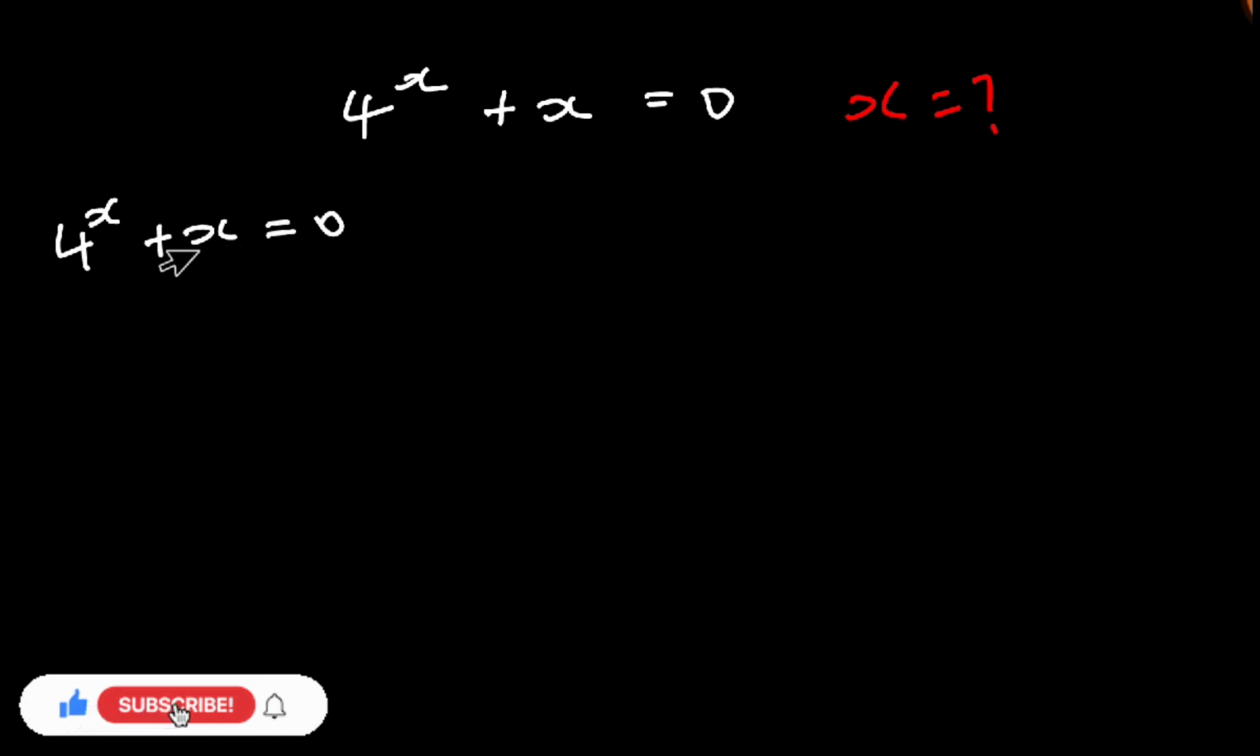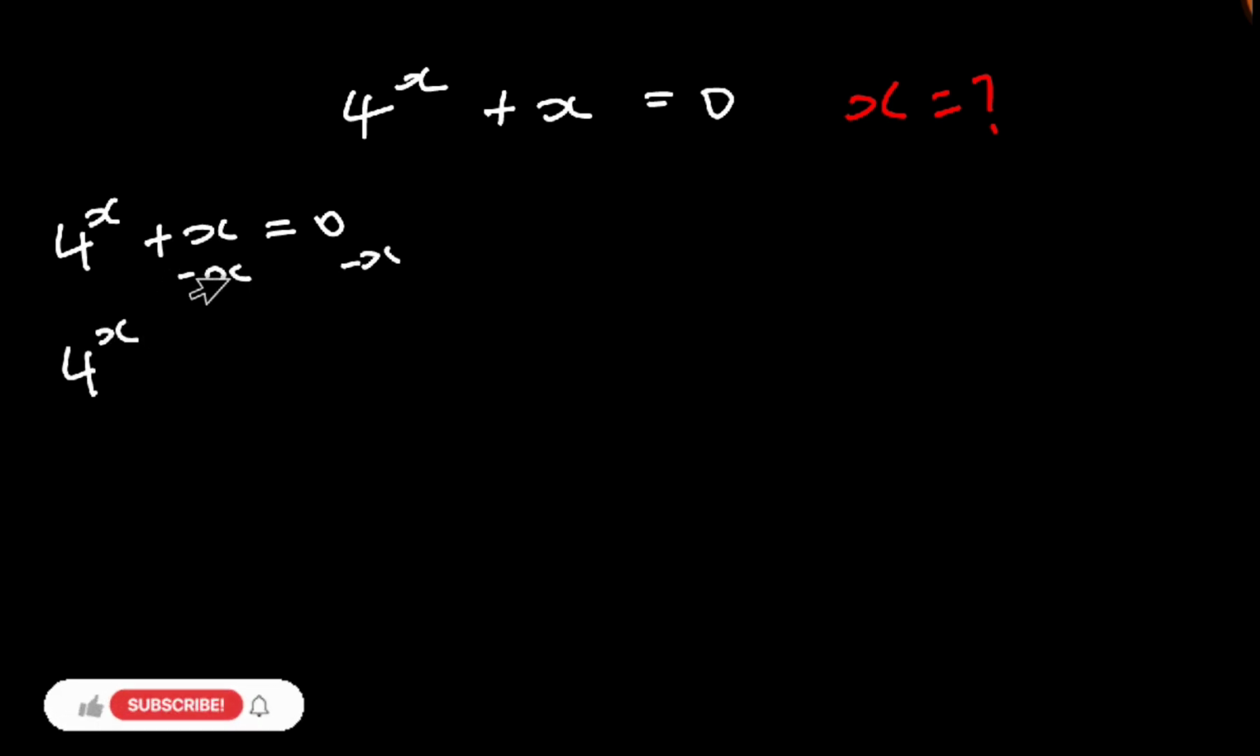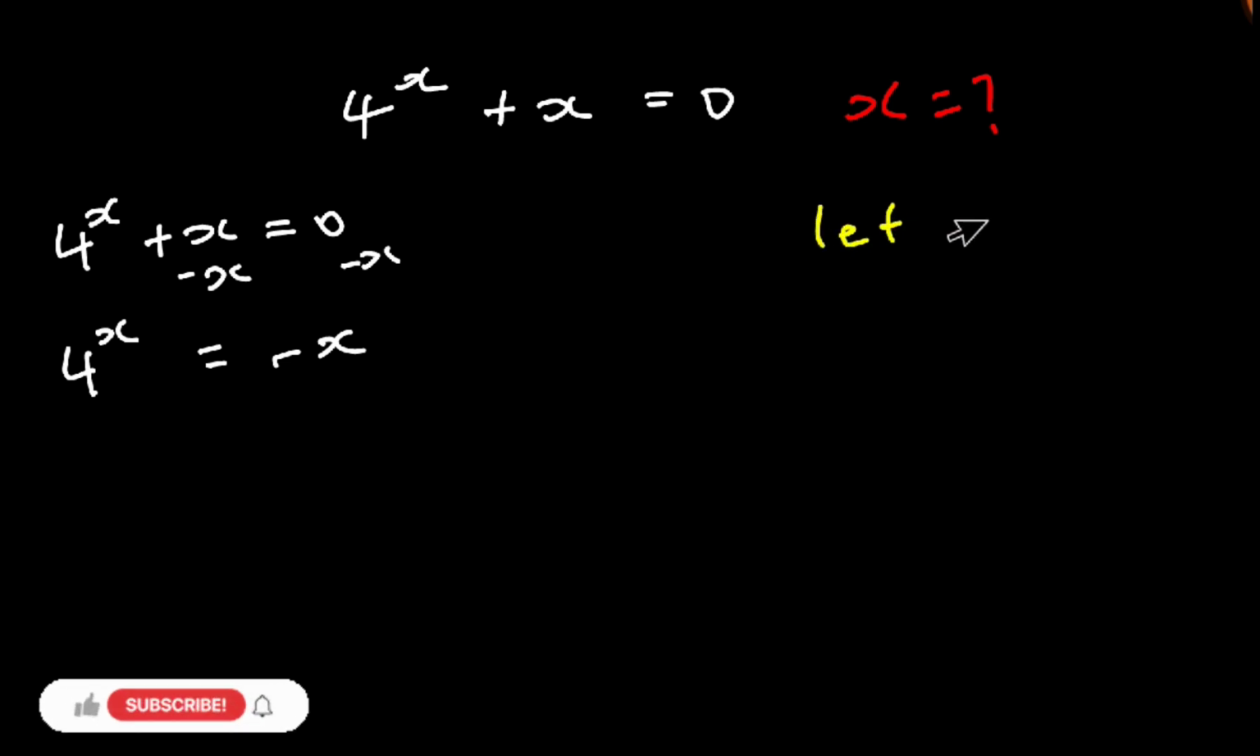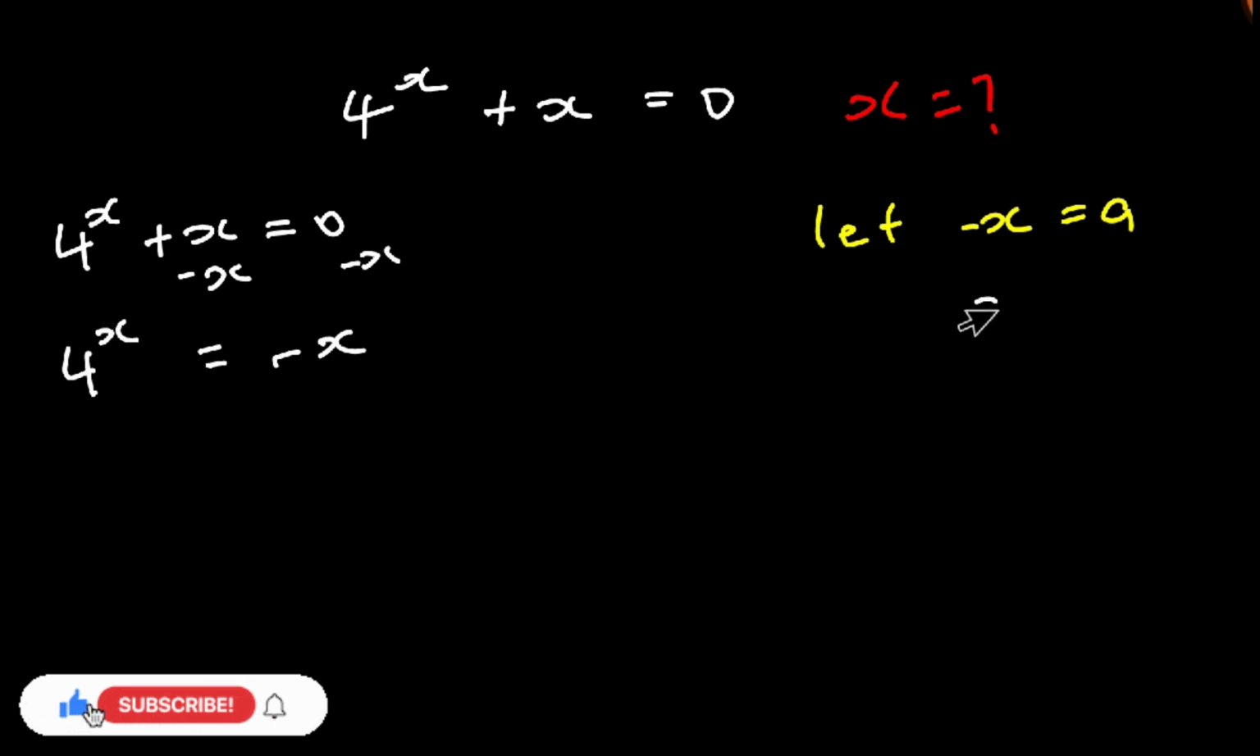And let's take this x to the right hand side by subtracting x from both sides. We have 4 raised to power x plus x minus x equals 0 minus x, which is equal to negative x. So let's make a substitution. Let negative x equal a. Now invariably x will be equal to negative a.